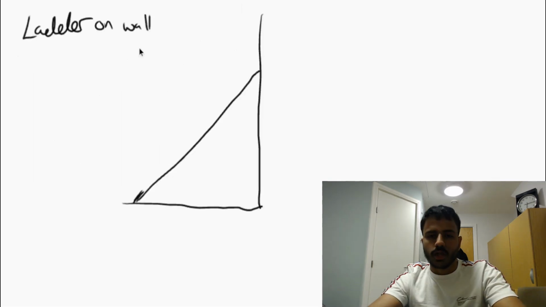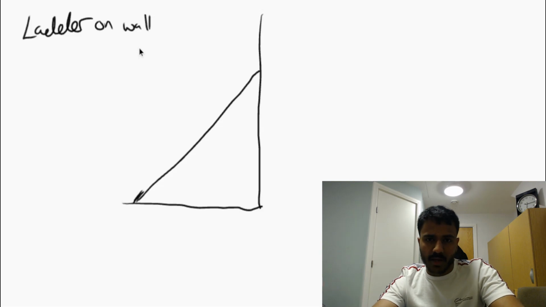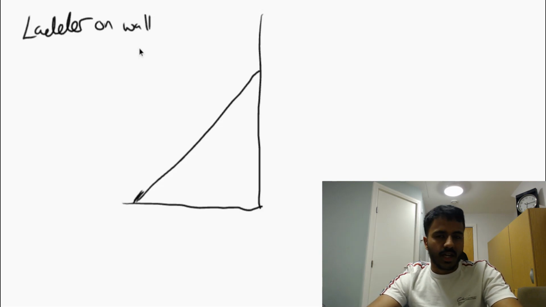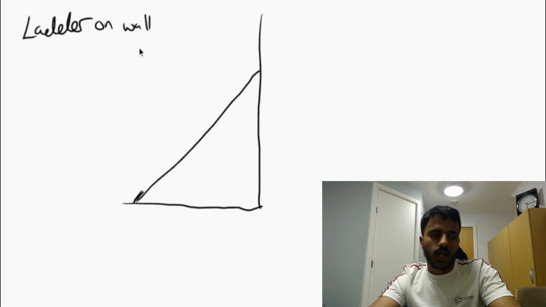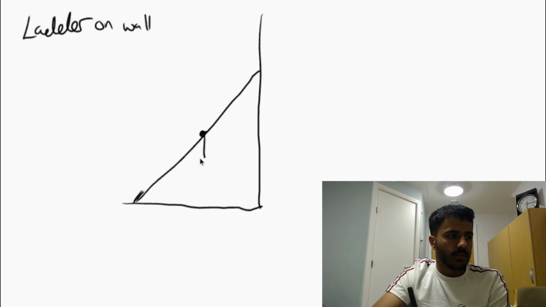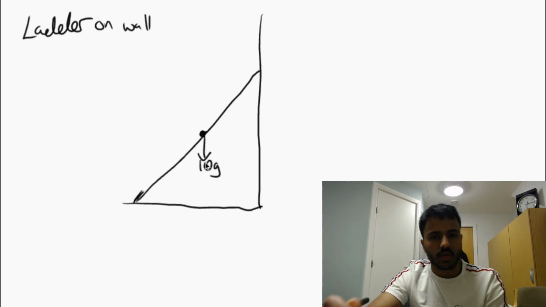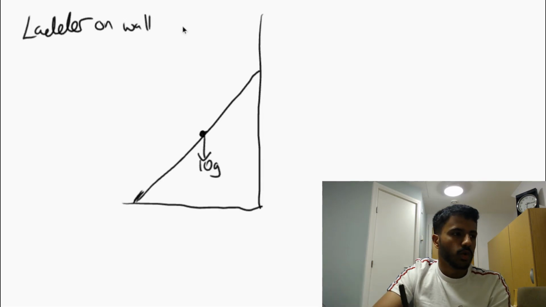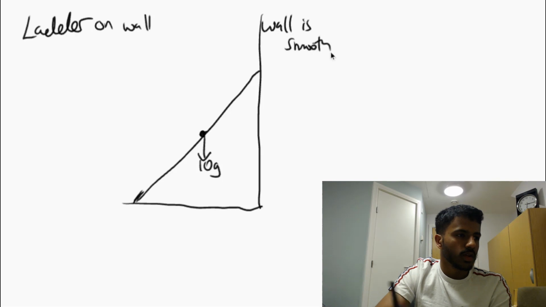Now, one of the trickiest questions that will often come up in your papers, and not just in physics but in mechanics, in maths as well, is a ladder on a wall scenario. We are told that this ladder is at rest on this wall. And let's say it was a uniform ladder of 10 kilograms mass. So we can say that the weight of this ladder is 10g. We are told that this wall is smooth, but we are told that the floor is rough.